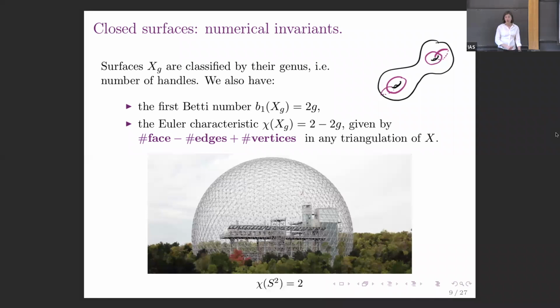I grew up in Montreal, and a great perk of growing up in Montreal is that there's a very nice triangulation of the two-sphere. This is the Biosphere. It was the US Pavilion at the 1967 World's Fair, and now it's a science museum, and you can visit it if you ever go to Montreal. Anyways, if you take this triangulation, which is of course a little bit more complicated, you should also get that the Euler characteristic is 2.